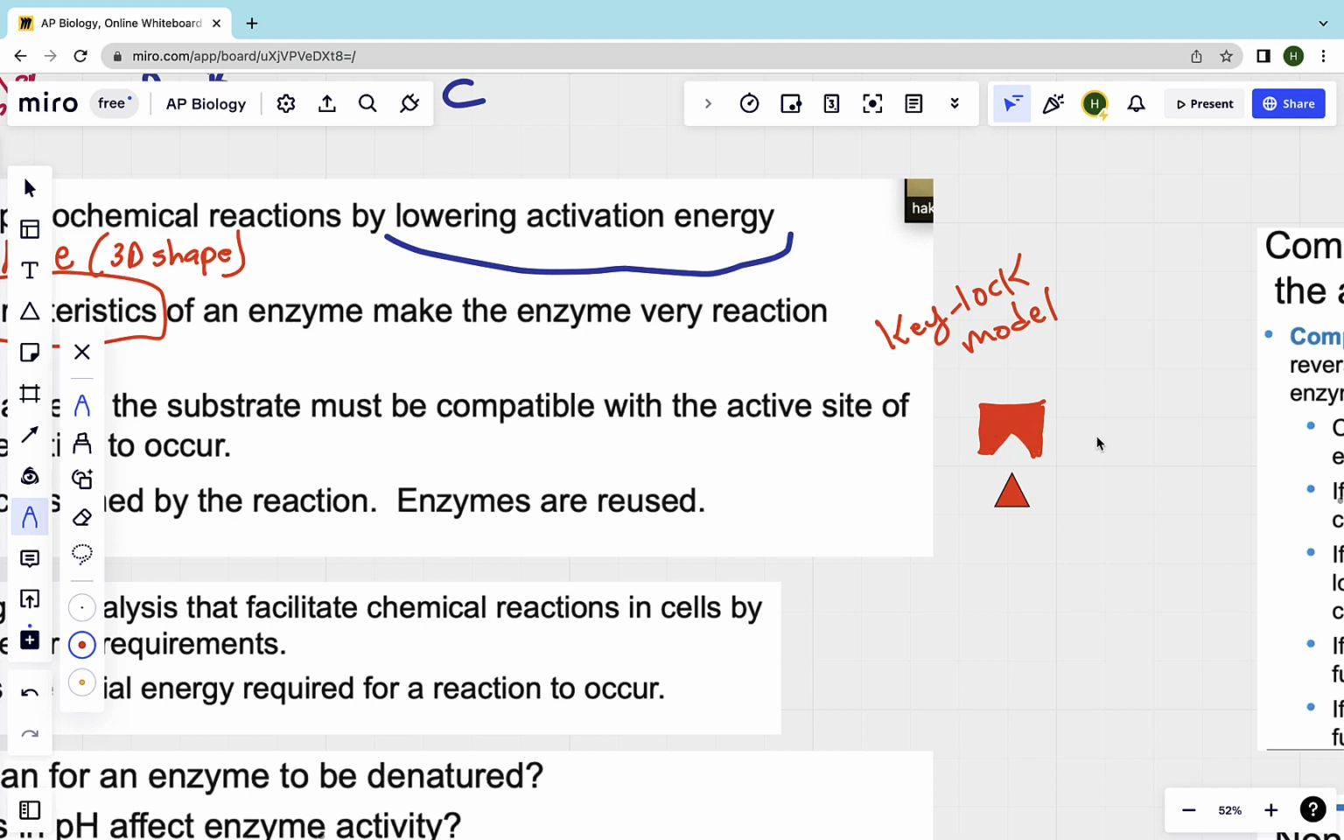Okay. So look here. The substrate is the solid and the active site is the compatible one. If not, it won't fit.